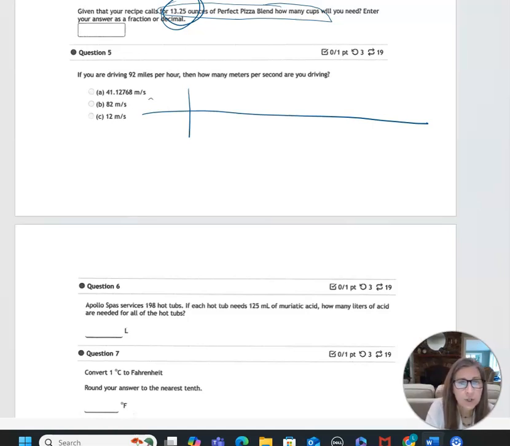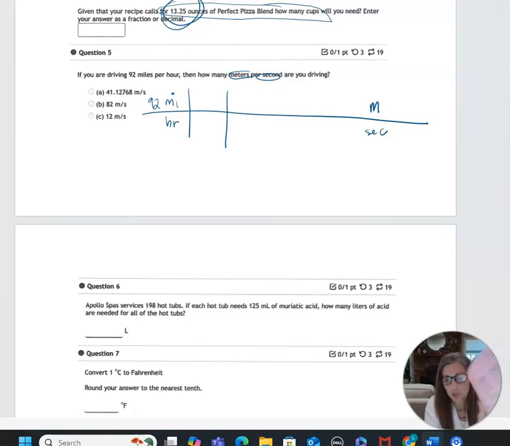All right, you are driving 92 miles per hour. We want to convert this to meters per second. So somewhere over here, we need to end up with meters on the top, and we need to end up with seconds on the bottom. And it's going to take us a few minutes to get there. So let's take care of the miles first, okay?